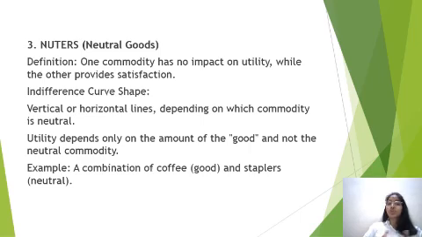neutral good. The definition of a neutral good is that one commodity has no impact on utility while the other provides satisfaction. You can see here the indifference curve shape is a vertical or horizontal line depending on which commodity is neutral. The example of a neutral good is a combination of coffee and a neutral good.